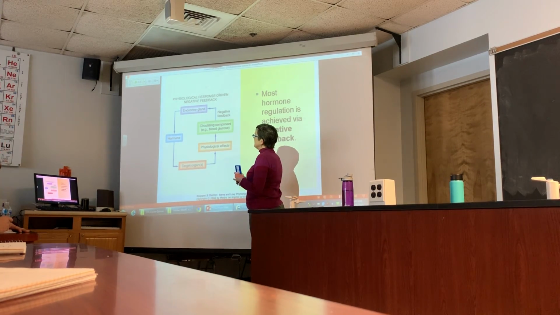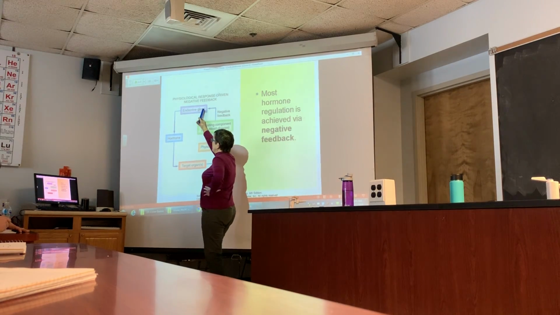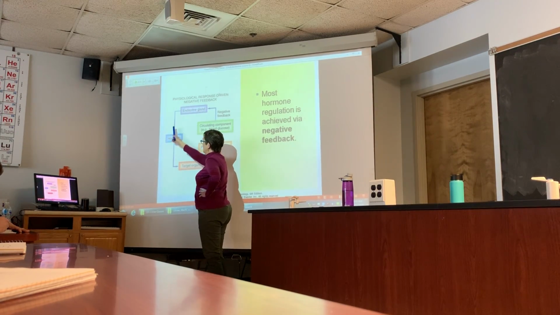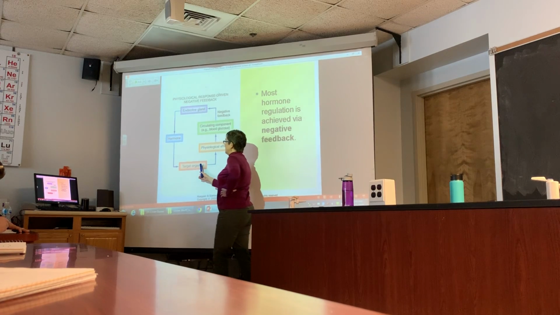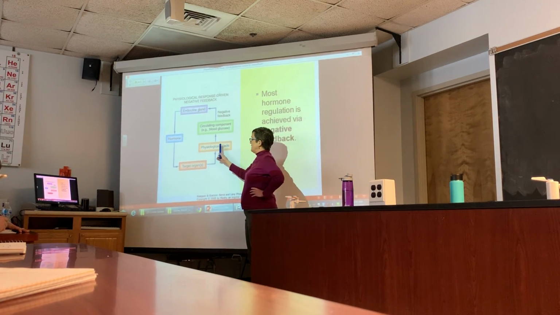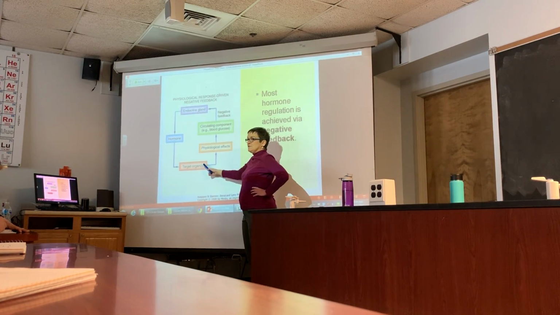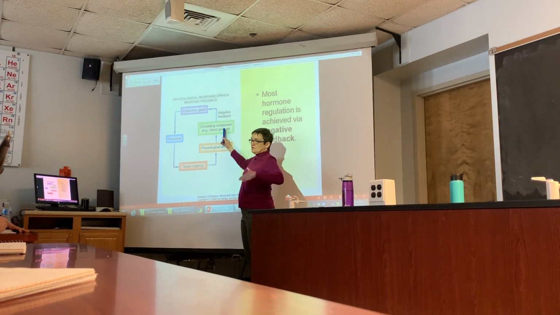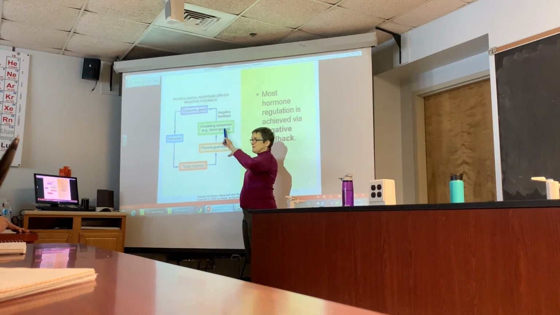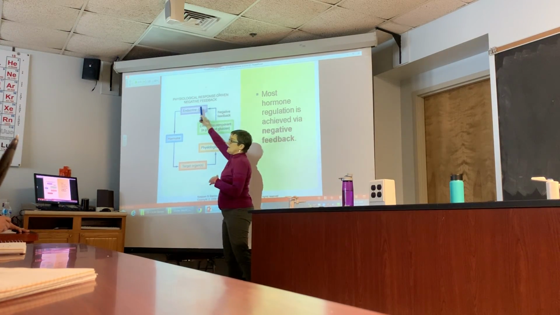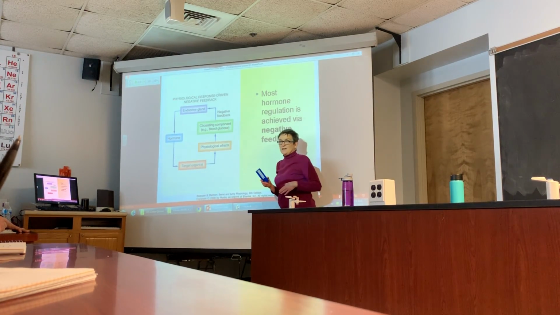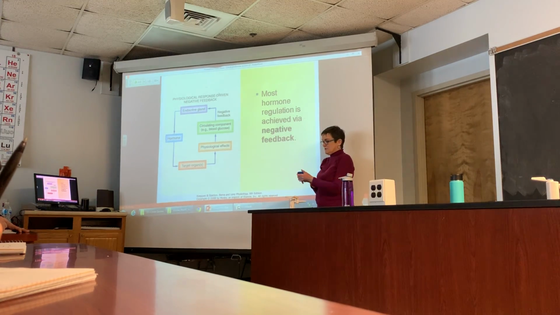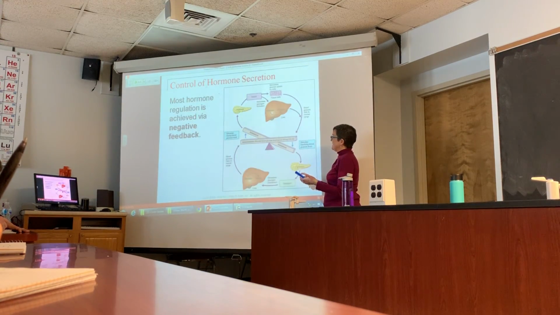On the other hand, if your blood sugar is too low, the pancreas responds to that by producing glucagon, which has an effect on the target organ, and the target organ is the liver. It's going to stimulate the liver to break down glycogen and release glucose, and that glucose comes back to normal. Once it's at normal levels, that negatively feeds back to the pancreas, so it stops producing glucagon. That's negative feedback, and that's what's shown here.